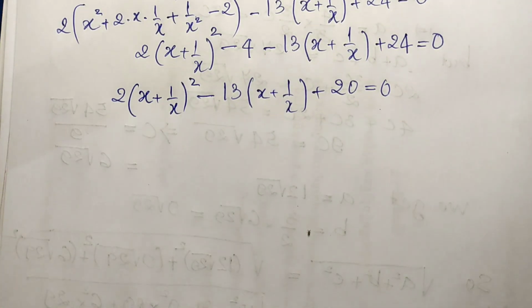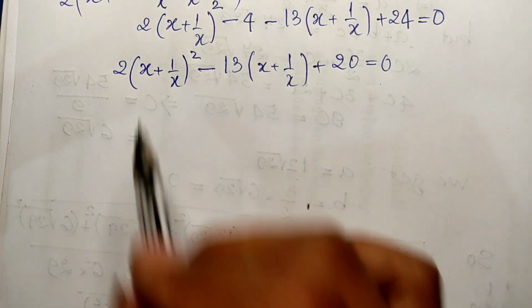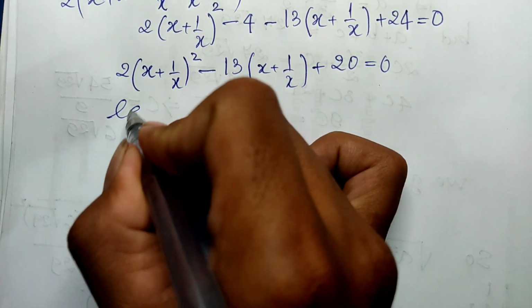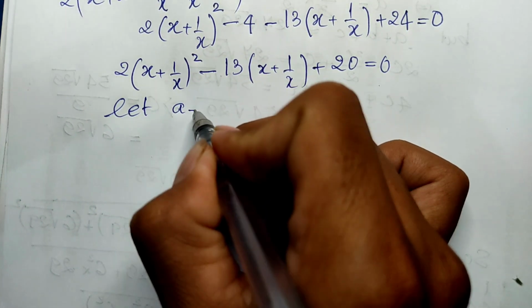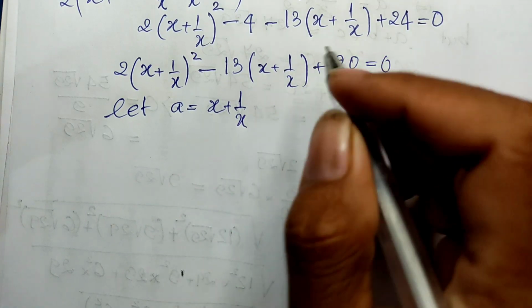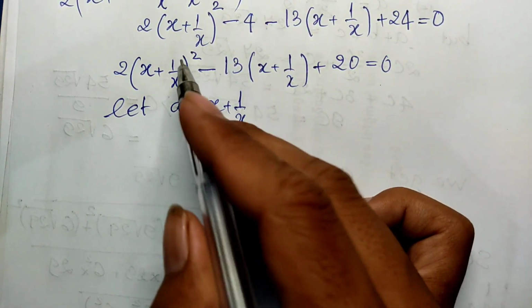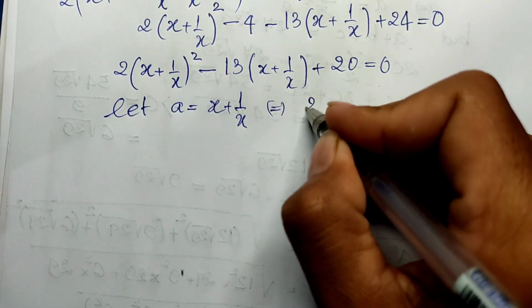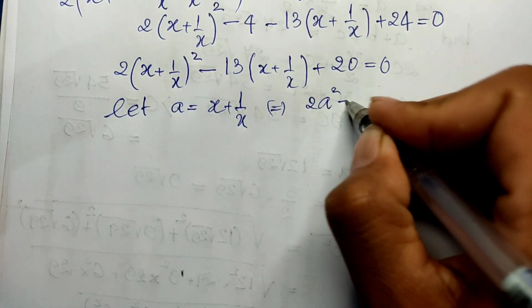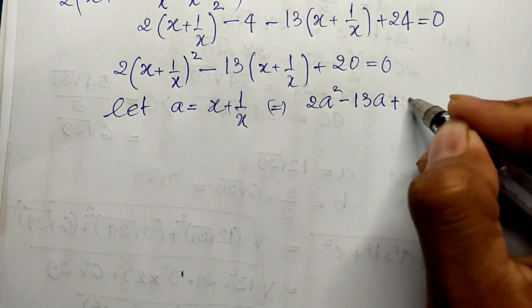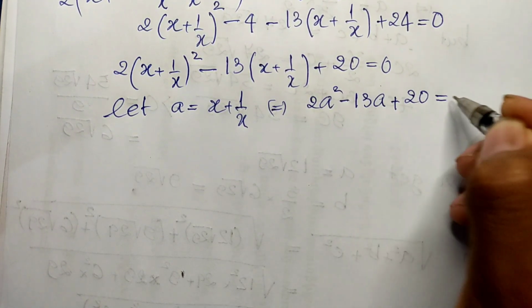Okay, now we can substitute with another variable. So now I let a equal h plus 1 divided by h. And so we get the new equation: 2a squared minus 13a plus 20 equals 0.